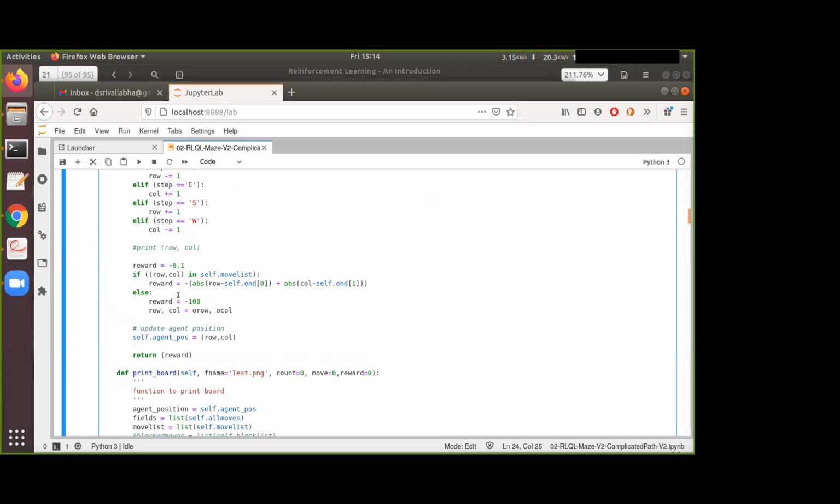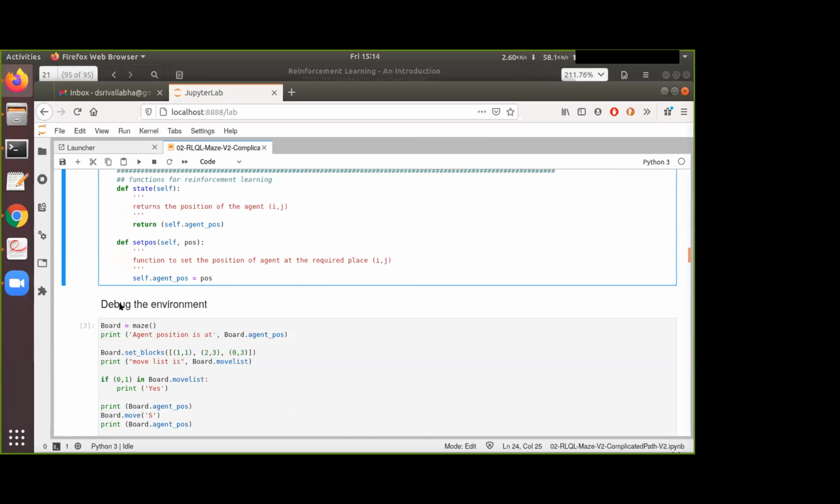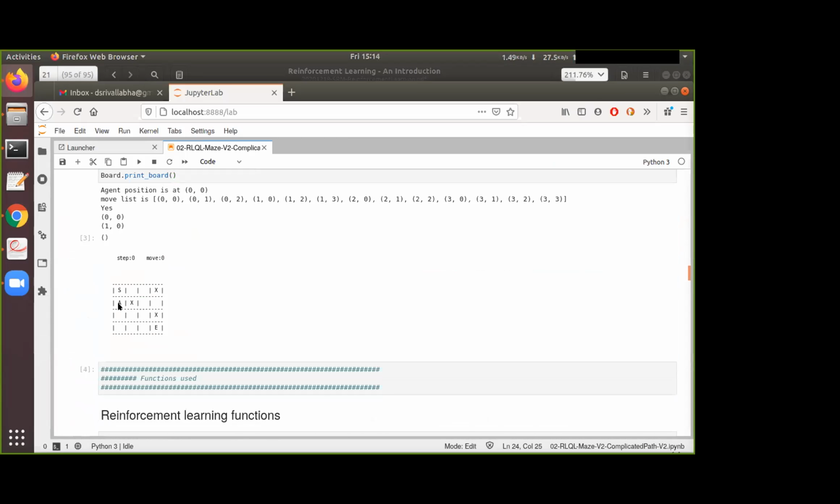Then there is the reward. The reward is basically a negative constant reward for any movement. And if the agent is moving within the permitted list, let us say the agent is here, I hope you can see this. The agent is in the second row, first position. If the agent says, I want to move west, moving west means moving to the left, which is moving out of the board. That is not permitted, and the agent will stay there. If the agent says, I want to move below, the agent can move below.